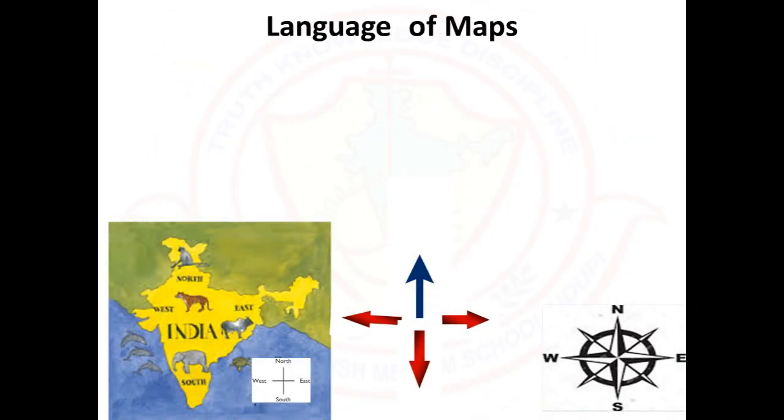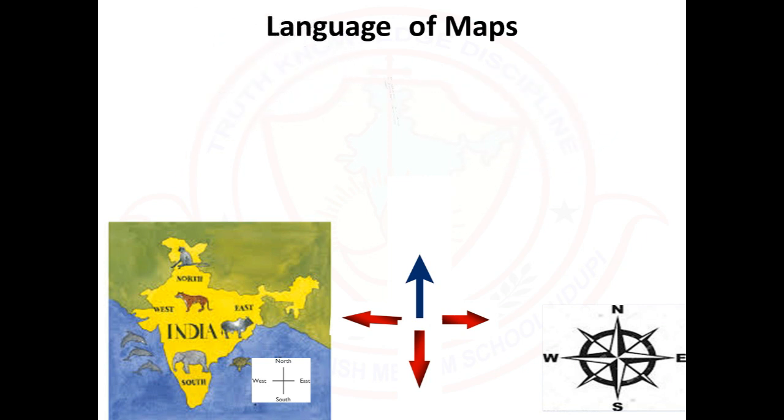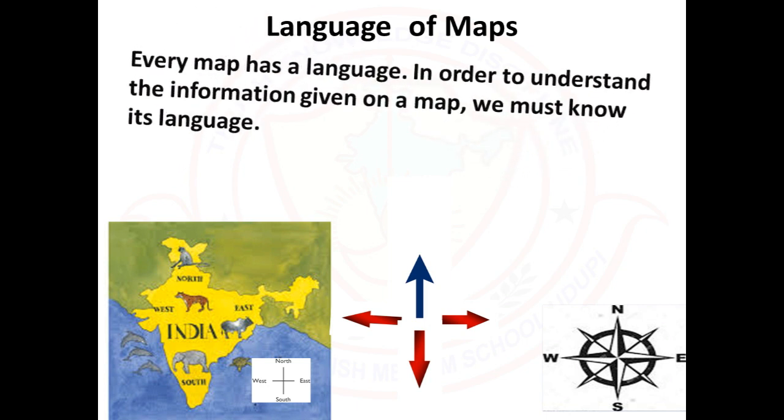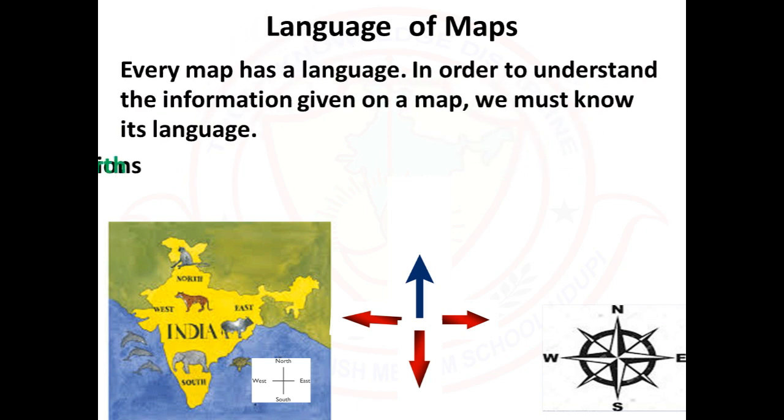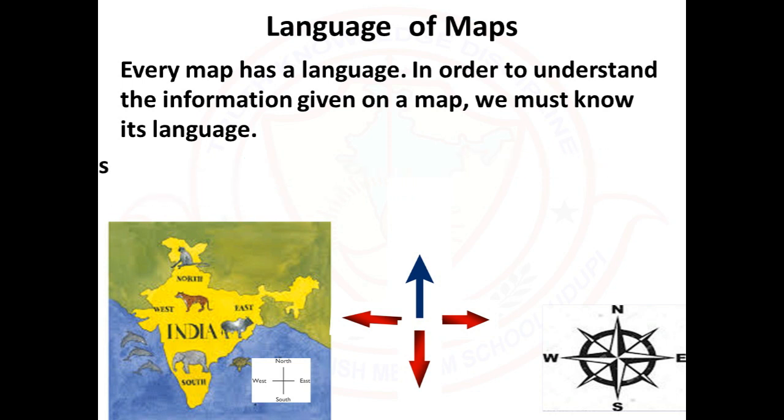Language of maps. Every map has a language. In order to understand the information given on a map, we must know its language. Directions. Knowledge of directions is most important in reading a map. We know the 4 directions, which are also called cardinal directions. They are north, south, east, and west.